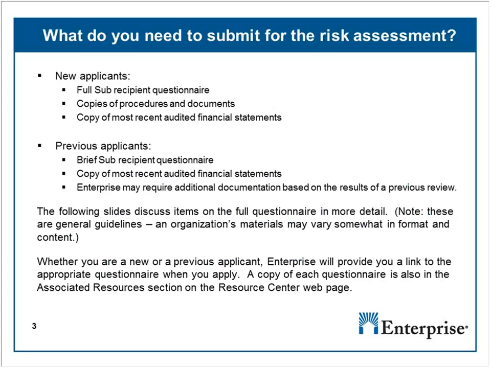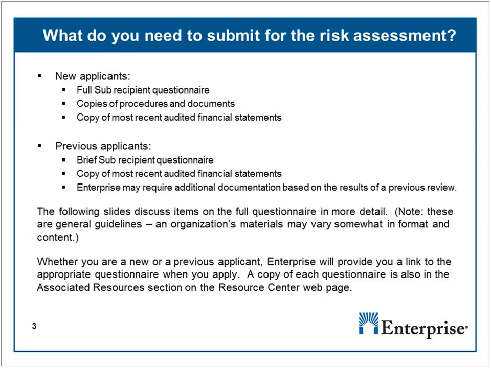The materials that you need to submit for the risk assessment depend upon whether you are a new applicant or a previous applicant. A new applicant has either never applied for federal funds from Enterprise or applied before 2015. A previous applicant applied for federal funds from Enterprise in 2015 or more recently. If you are a new applicant, you complete a full questionnaire, provide copies of all the documents requested in the questionnaire, and provide a copy of your most recent audited financial statement.